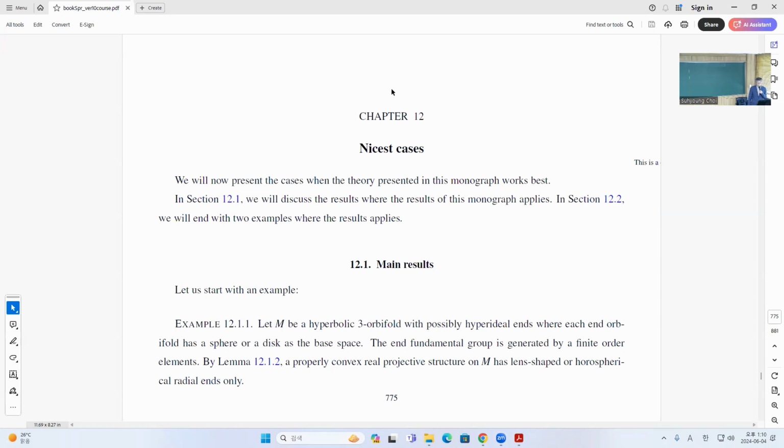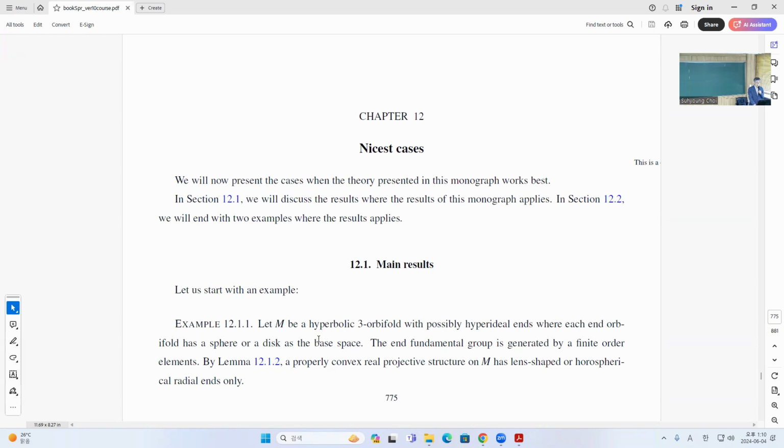Okay, so today we'll do chapter 12 and the appendix. In chapter 12 we summarize where the theory applies. We'll state some main results. The first example is some hyperbolic orbifold with some hyperideal ends, where the end orbifold is a sphere or a disk as a base space.